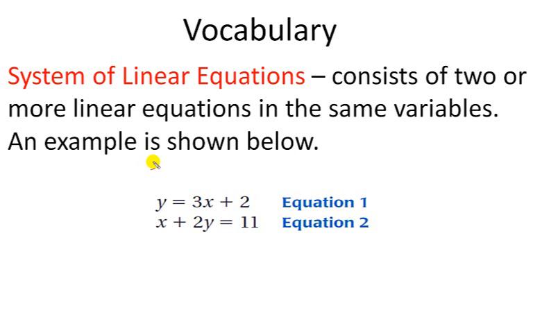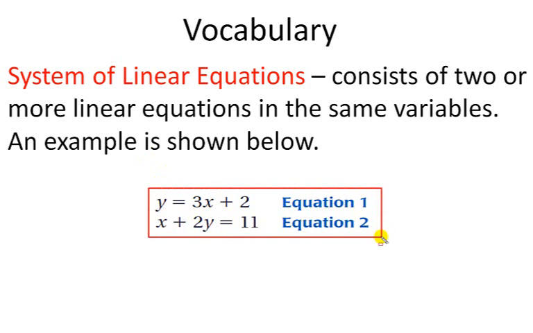We only have one vocabulary word for this section. It's the same as the section before. It's system of linear equations, and these consist of two or more linear equations in the same variable. And here's another example, just two equations that have the same variables. So both of these have the variables x and y.